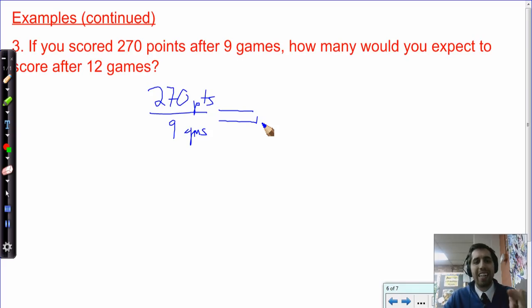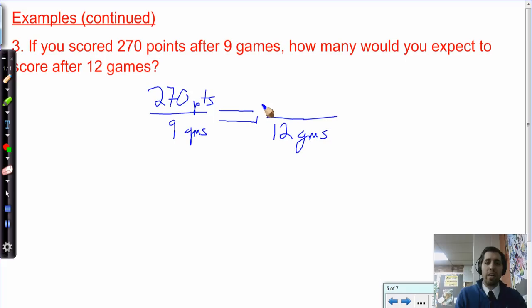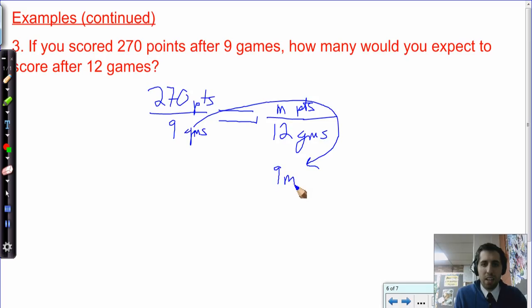So when I move to the right side, if I have games on the bottom on the left, I need games on the bottom on the right. So we'll say 12 games on the bottom. And we would not get the right answer if we put games on top. We used M last time, so why not M again? M points. We're going to try and find out how many points we would have. So here we go. You might see something that looks nice with 270 over 9. You could find points per game and then multiply it up times 12. But we're going to use cross your heart to check it out again.